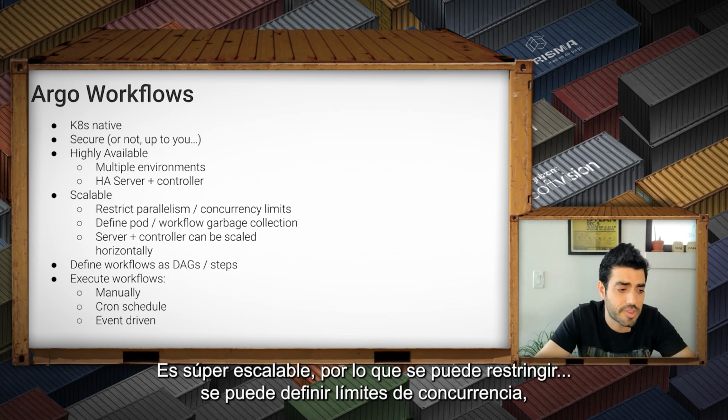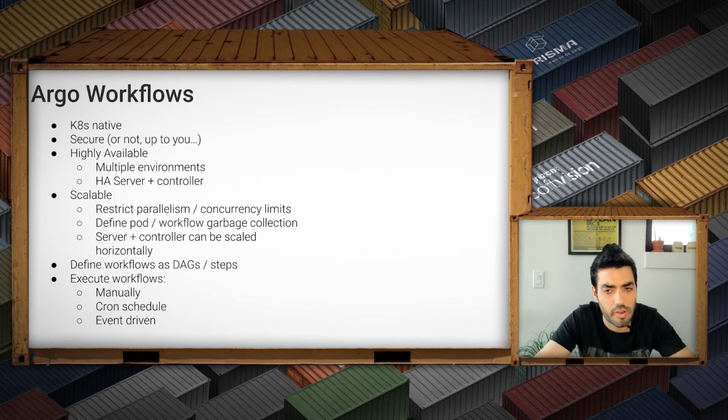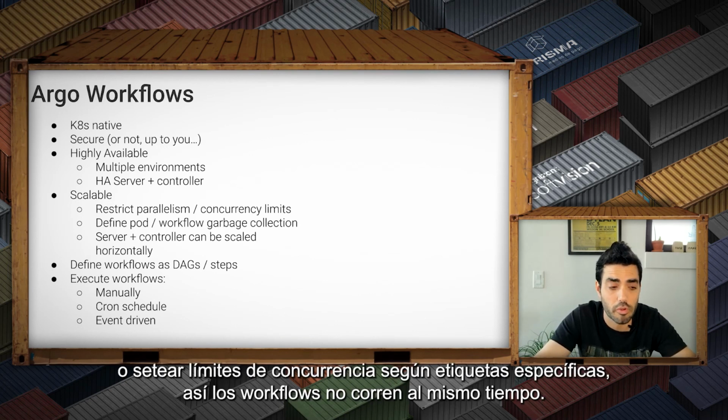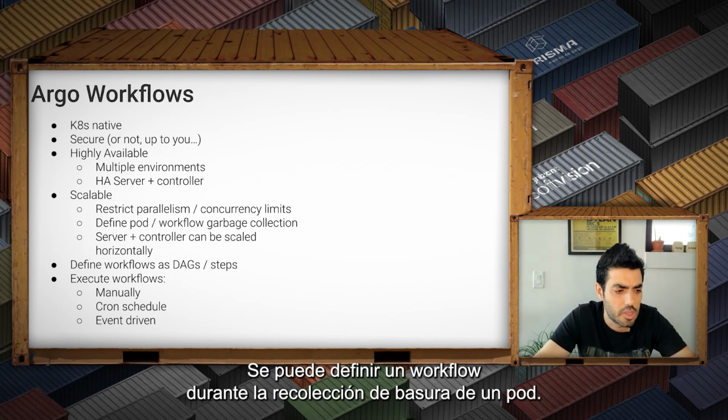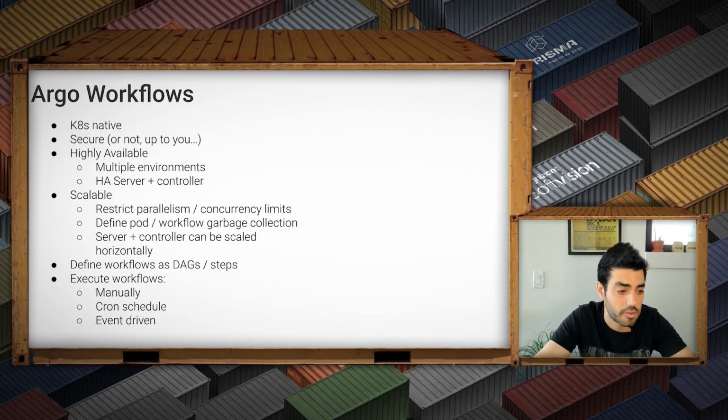It's extremely scalable, so you can restrict. You can have concurrency limits, or you can even restrict the number of workflows that run in parallel, either for a specific workflow controller, or set concurrency limits based on specific labels, so workflows don't run at the same time. You can define workflow and pod garbage collection. And as I mentioned, the Argo server pods and workflow controllers can be scaled horizontally.